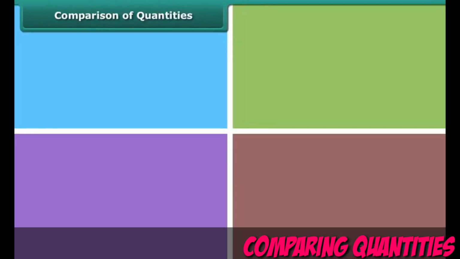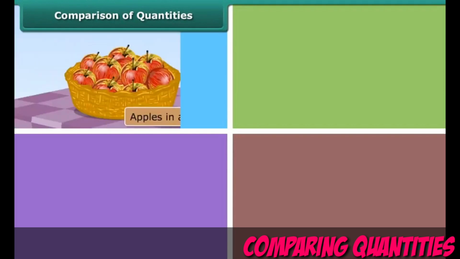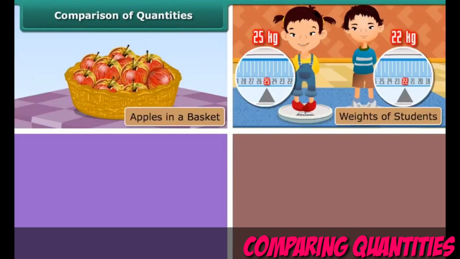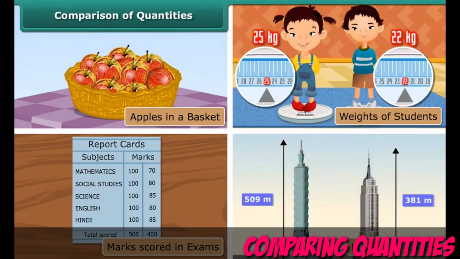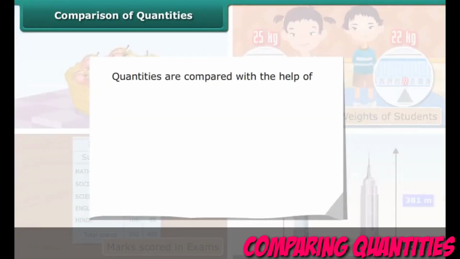Comparison of quantities. Apples in a basket, weights of students, marks scored in exams, heights of towers, etc. are all examples of quantities. Quantities are compared with the help of ratio, proportion, and unitary method. Let us look at these methods of comparison one by one.